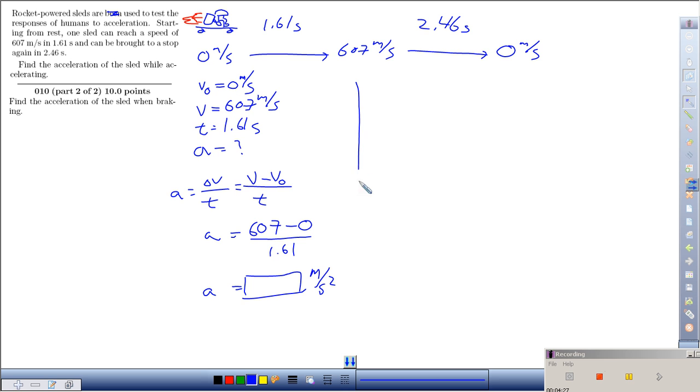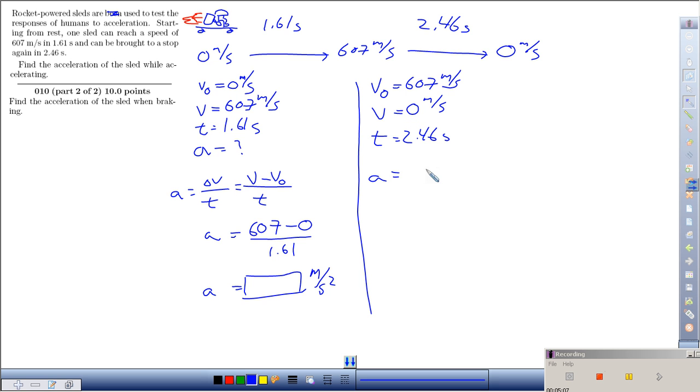Now what's happening in question number 10? Question number 10 says find the acceleration of the sled when braking. So when braking, it's starting at 607 meters per second. So even though that was the final velocity for the last question, that's actually where I'm starting for this question. So my initial velocity is going to be 607 meters per second. My final velocity is going to be 0 meters per second. And this time is 2.46 seconds. So t equals 2.46 seconds. It takes 2.46 seconds to go from 607 down to 0.